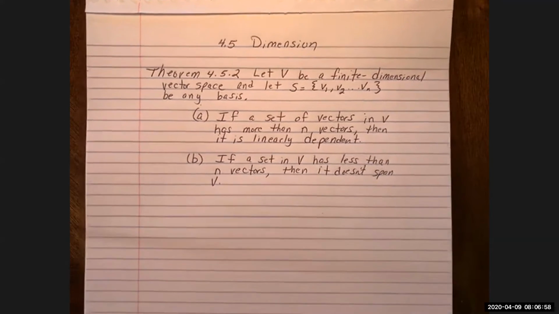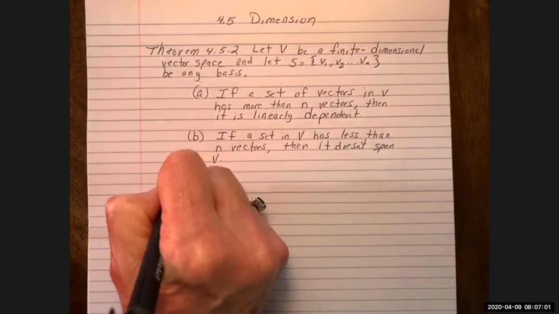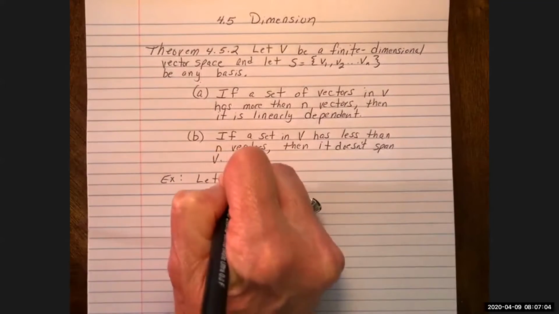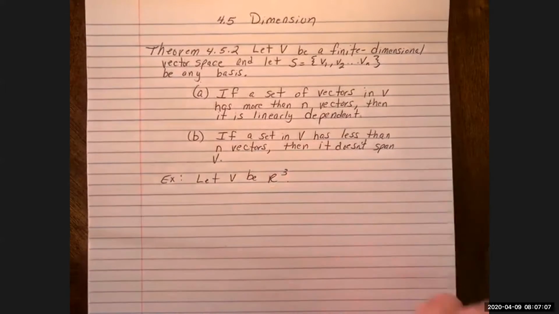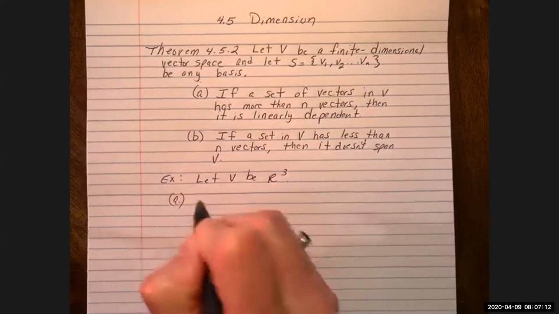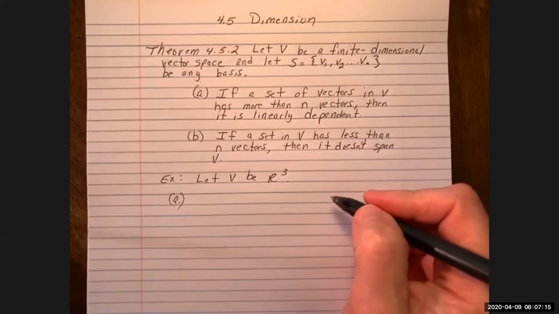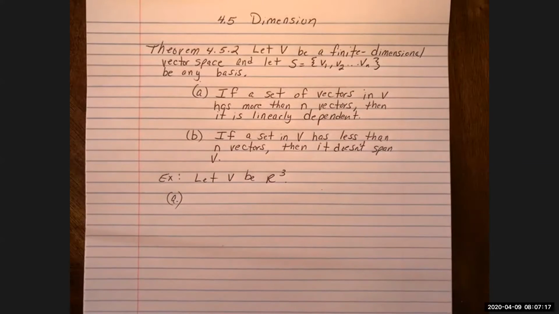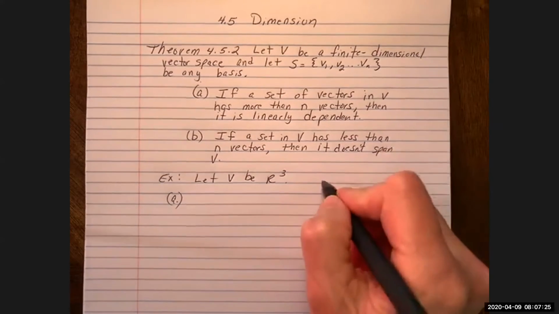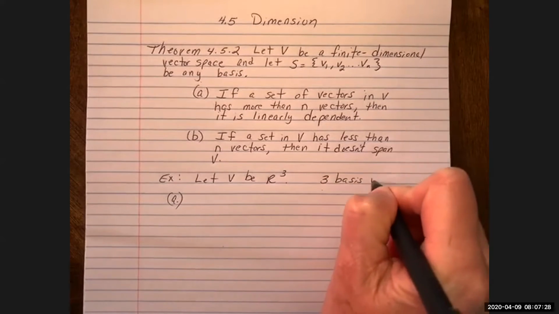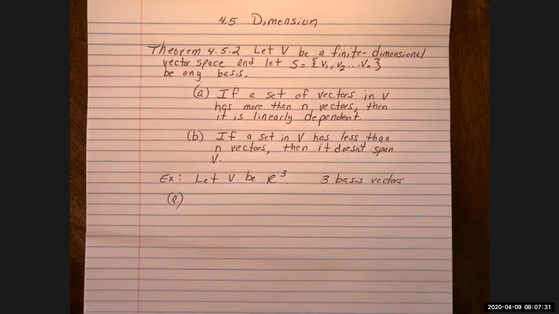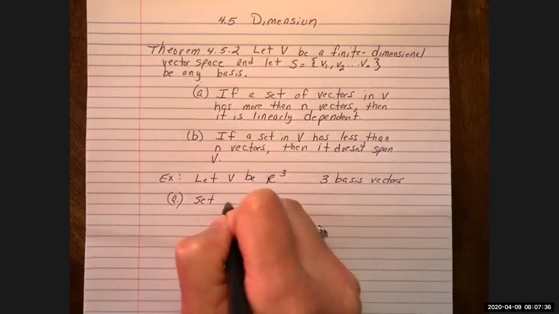happens in each case. So let's suppose that we are in R3. So ordered triples. And for A, well, first of all, how many vectors does a basis have for R3? You can type it or you can unmute and say it. 3. 3, okay? So this would have 3 basis vectors. If you want the easiest one, it'd be E1, E2, and E3. And let's suppose we have a set with 4 vectors.